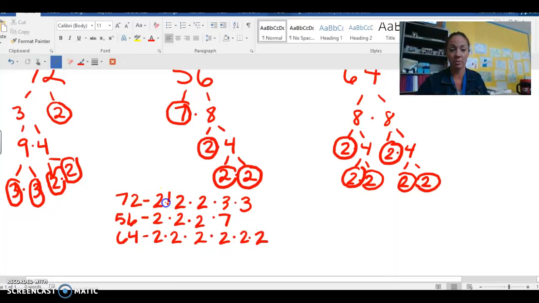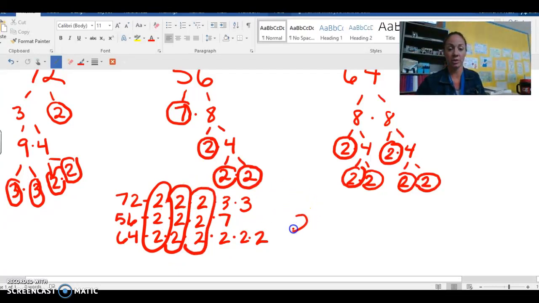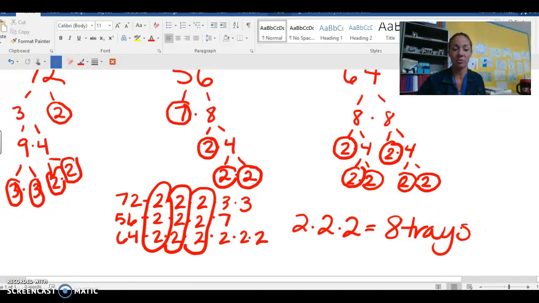So the greatest common factor of 72, 56, and 64, we have to circle the common factors, and then we have to multiply them. 2 times 2 times 2 equals 8. So that means that we can make 8 trays of veggies and have all 8 trays have the same number of each type of vegetable. So we found the greatest common factor in that problem.